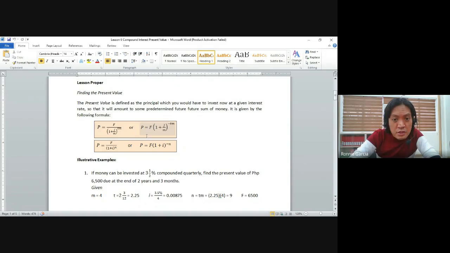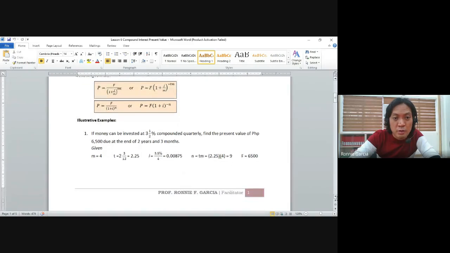And the other option is if you are going to use i instead of j over m, you will just solve for j over m first, then later substitute that as your i, and solve first for t times m, and later substitute that for your n. So I actually prefer this formula because this is shorter and less complicated to see as compared to this one, but still they are the same. So let's proceed to the application of this formula in solving the different problems about the present value.